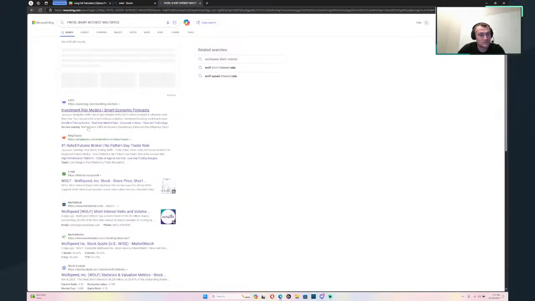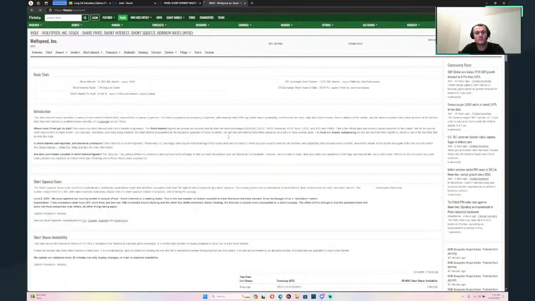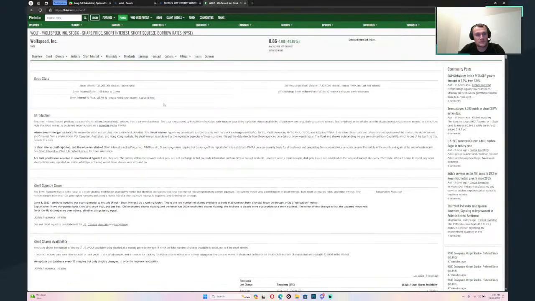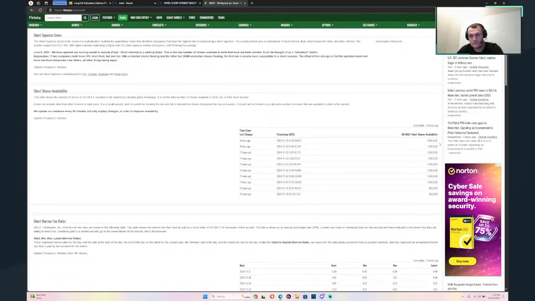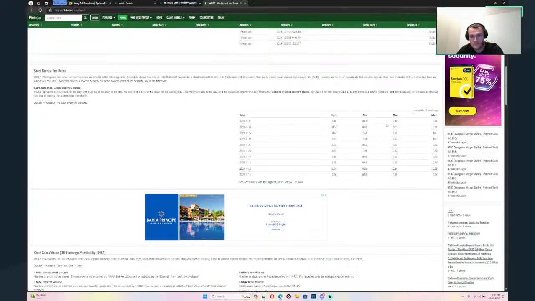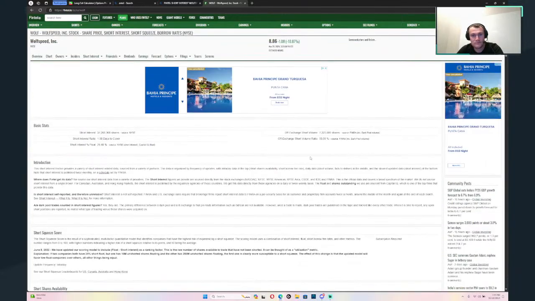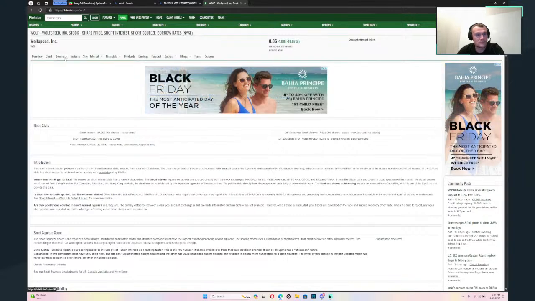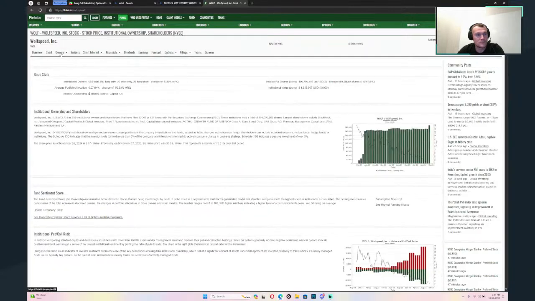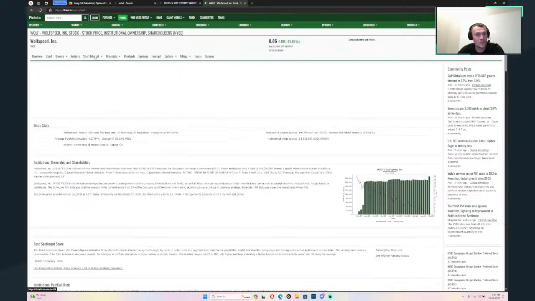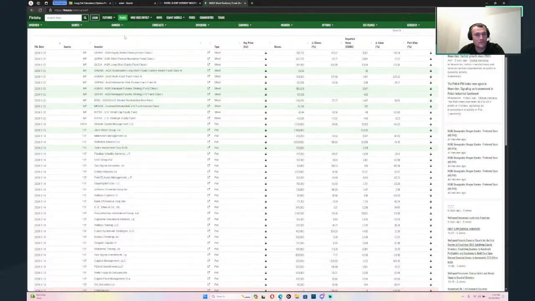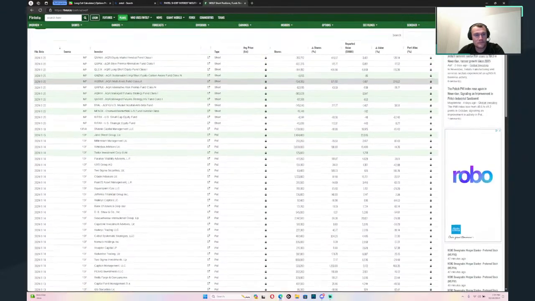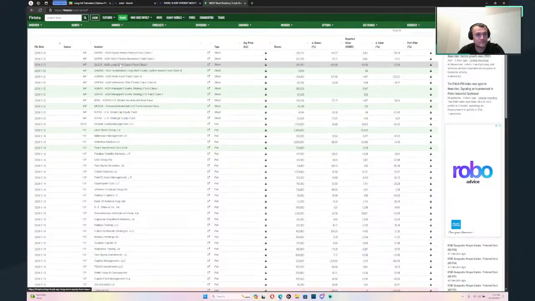You can go in there, you put your ticker symbol in, and so let's say we'll do Wolf Speed as an example. So you put in Wolf and then short, and then you search. On the top right, there's going to be a link to the Wolf Speed short interest. You click that, and it's going to bring up a little table. It's going to show you what the short shares are, and what the short interest is. It's also going to tell you the dark pool activity.